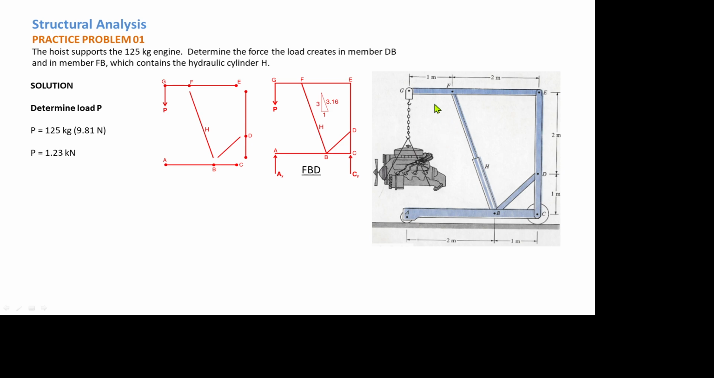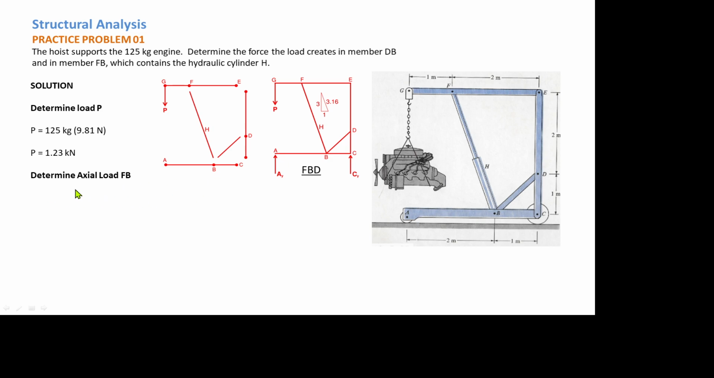Actually, this frame, if we segregate all these members, we have a total of 5 members. 1, 2, 3. So these 2 members are all bracing. So if you can see here, these are all the members, if we dismantle it from the frame.